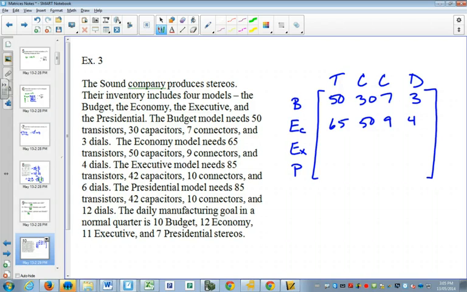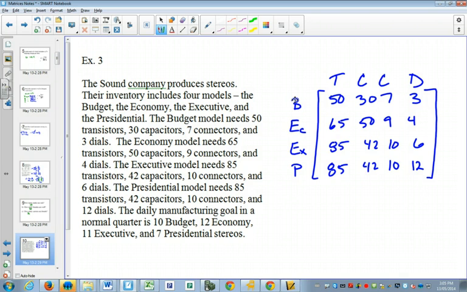The executive needs 85, 42, 10, and 6. And finally, the presidential, 85, 42, 10, and 12. So there's our first one.